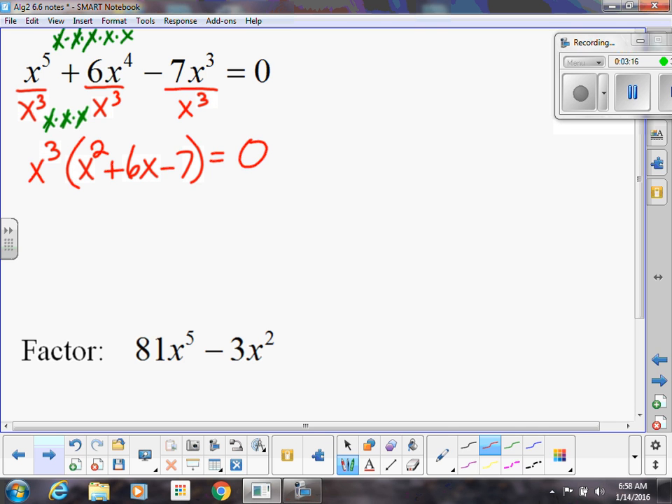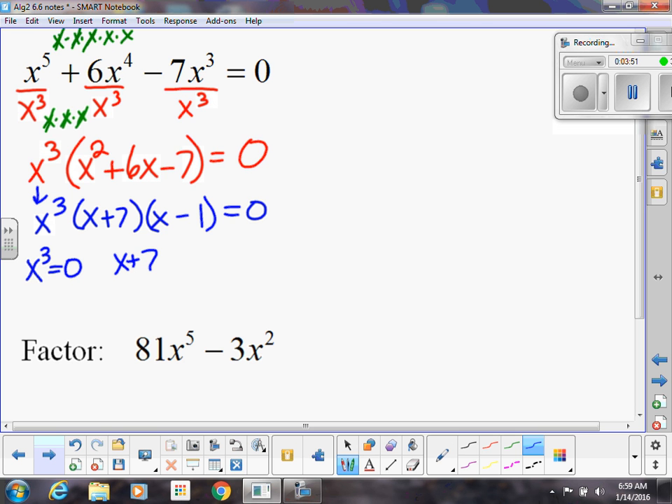But now I still have to factor what's in the parentheses. So now I'm going to do the other kind of factoring, where we ask what two numbers multiply to give me negative 7 and add to give me 6. That's going to be positive 7 and negative 1. And I still have this x to the third power in front. So now I'm going to have three things to set equal to 0: x cubed equal to 0, x plus 7 equal to 0, and x minus 1 equal to 0.